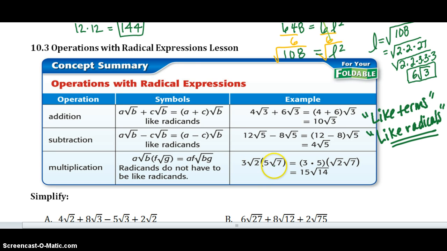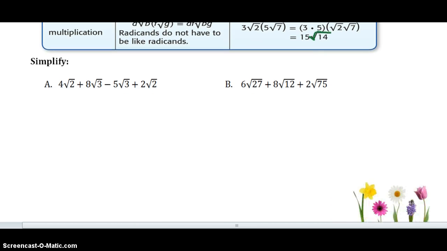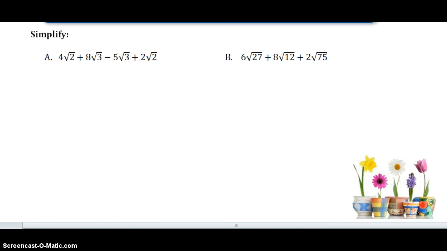Here you're going to multiply. You multiply the coefficients, the numbers in front, and then you multiply underneath the radical. So 3 times 5, those get multiplied. Then the 2 and the 7 are multiplied underneath the radical, leaving it underneath as 14. So the best way to learn how to swim is to get in the water. So let's get in here and try simplifying some of these problems.